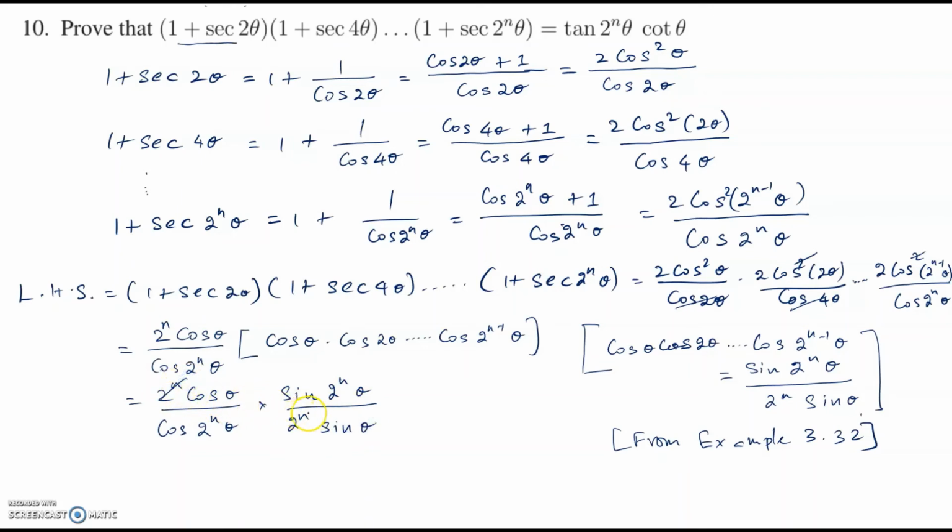Okay, so 2 power n will disappear. So let's rewrite this as sine 2 power n theta divided by cos 2 power n theta into cos theta divided by sine theta. That's equal to tan 2 power n theta into cos by sine, which is cot theta. That's equal to our right hand side, hence the proof.